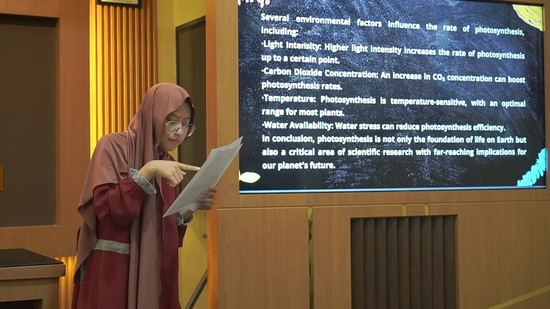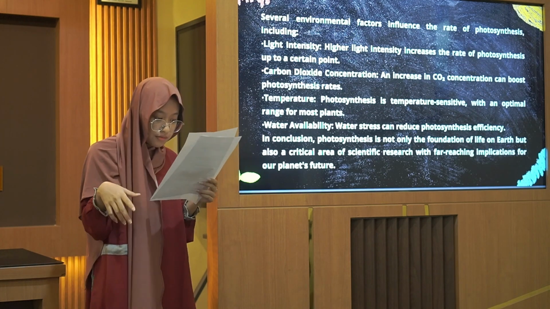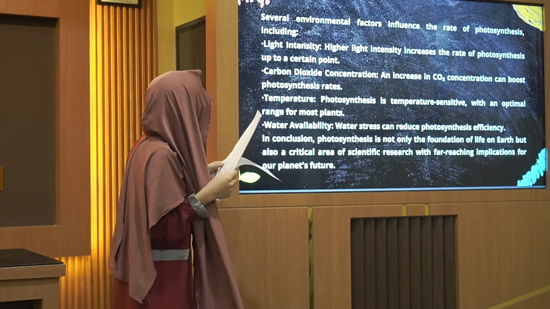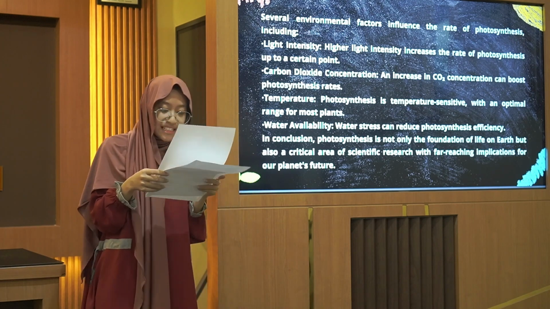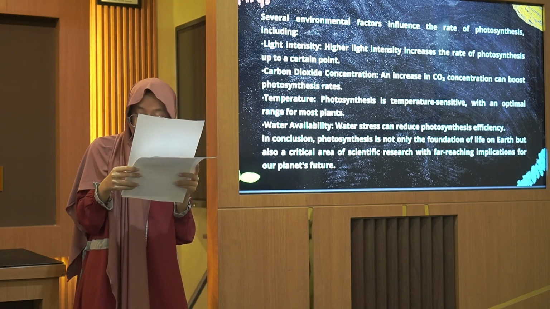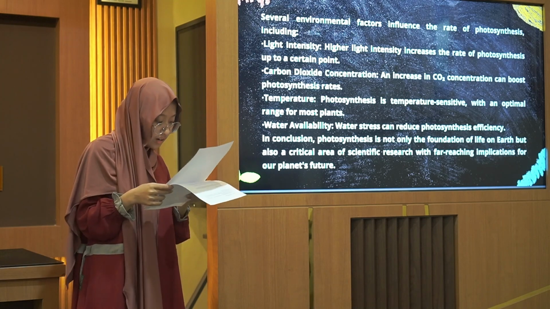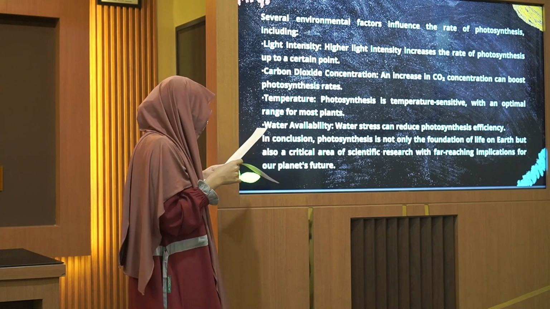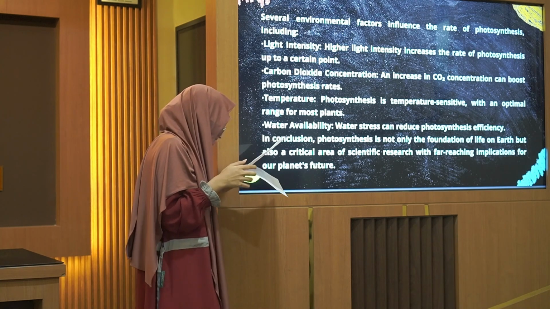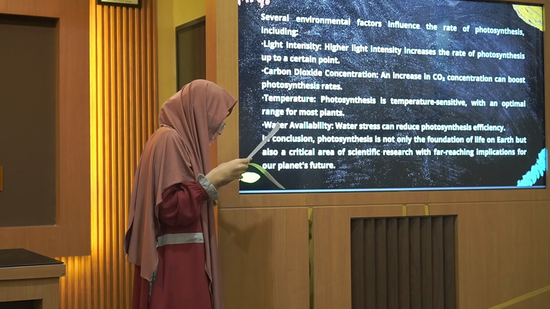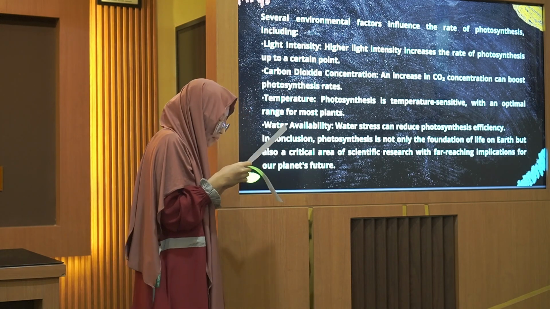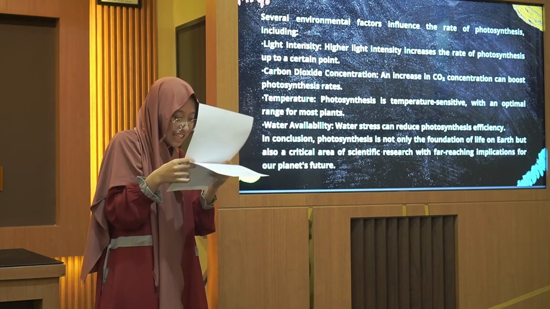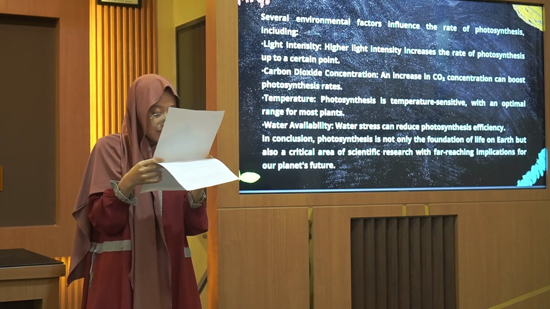Several environmental factors influence the rate of photosynthesis, including light intensity. Higher light intensity increases the rate of photosynthesis up to a certain point. Carbon dioxide concentration. An increase in CO2 concentration can boost photosynthesis rates. Temperature. Photosynthesis is temperature sensitive, with an optimal range for most plants. Water availability. Water stress can reduce photosynthesis efficiency.